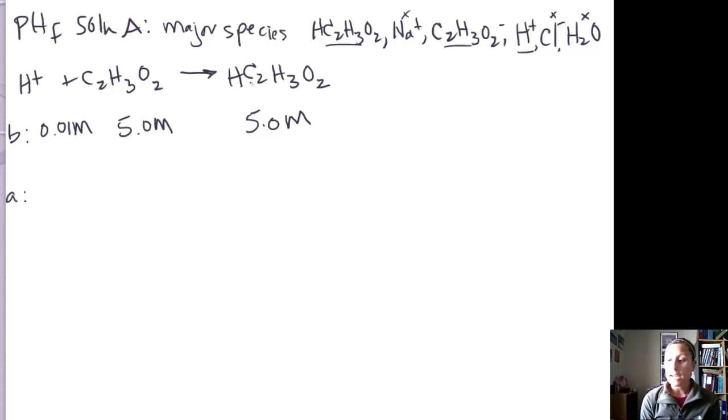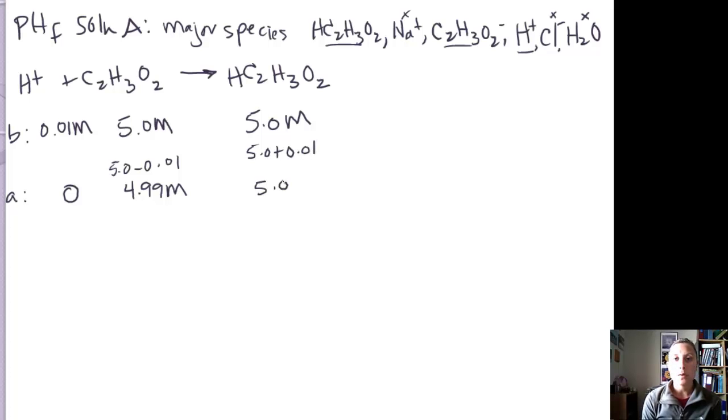Okay, after we react the HCl, we know that all that H+ is going to go with the acetate ion to form acetic acid. So we're going to have no H+ left. We know this is going to be 5 minus our 0.01, so 4.99. And we know that here, since we're adding the H+, it's 5 plus 0.01, and so we know that that's 5.01 molar.